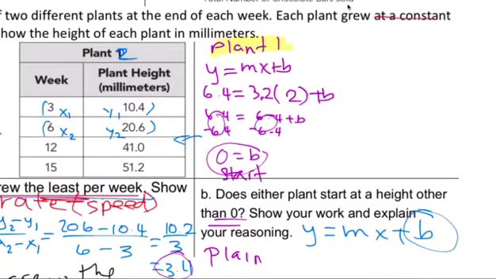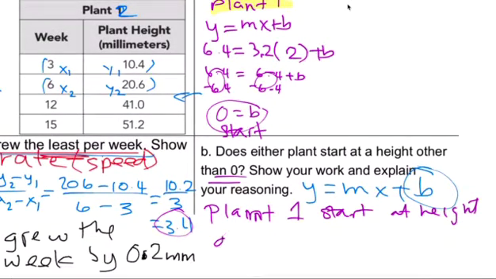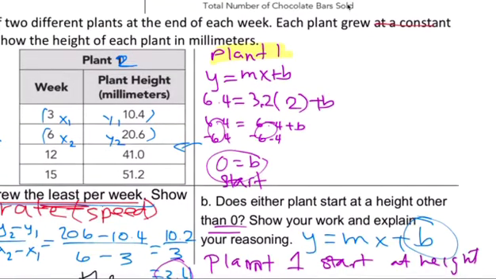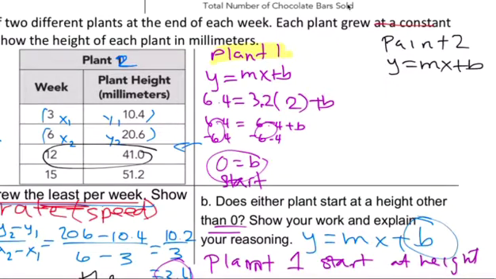Plant 1 starts at a height of 0. Seedlings. Plant 2. Okay, so remember it's y equals mx plus b. I am going to use this one. They're whole numbers, no decimal.